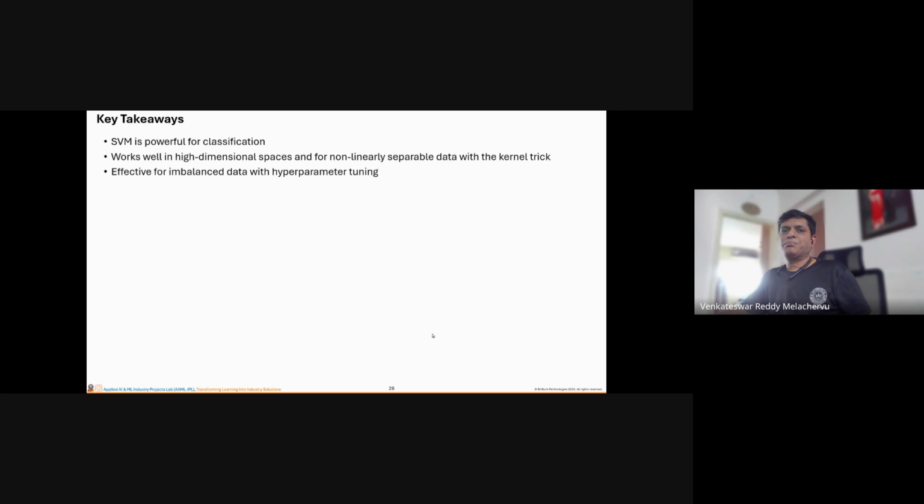Key takeaways, simple: SVM is a powerful classification method. It works well in higher-dimensional spaces, and also for non-linearly separable data with kernels. It is effective when you tune the hyperparameters, and you get valid results and so on. And visualization, etc., that was applied in the previous slide.